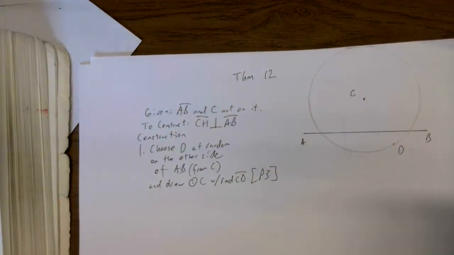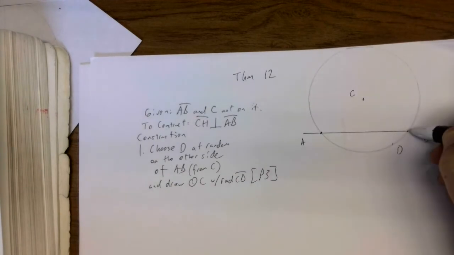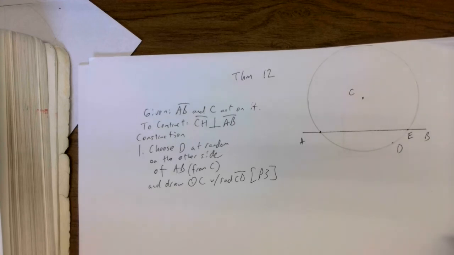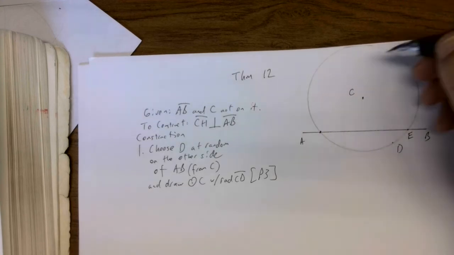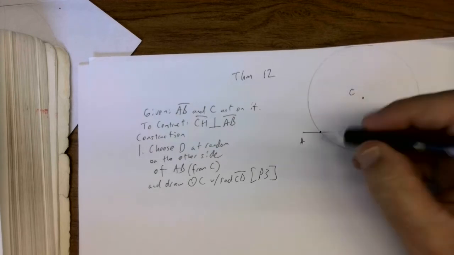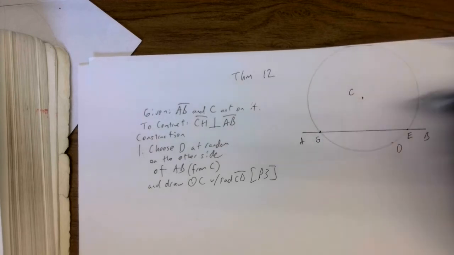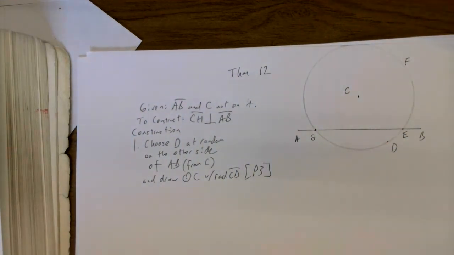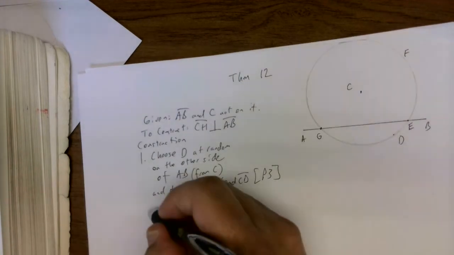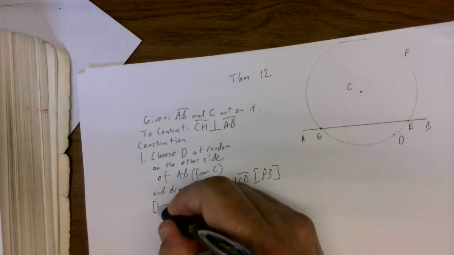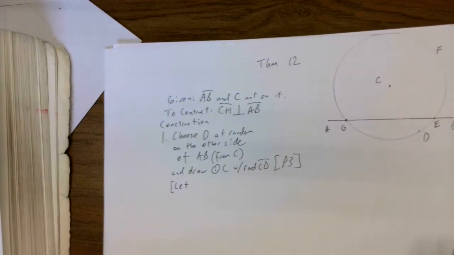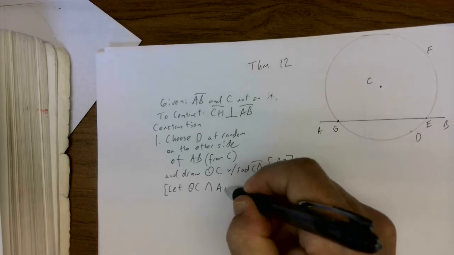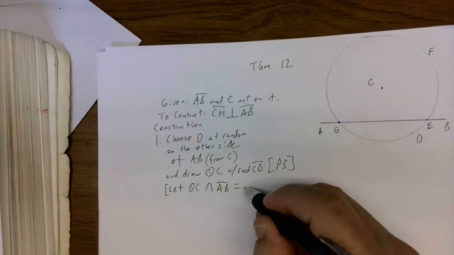All right. That created 2 new points. Let's call them E and then Euclid calls the circle itself F, and then he calls this G. So he just says F is like a random point somewhere on that circle. So where the circle, so this is another let here. Let the intersection of circle C with line AB be the 2 points G and E.